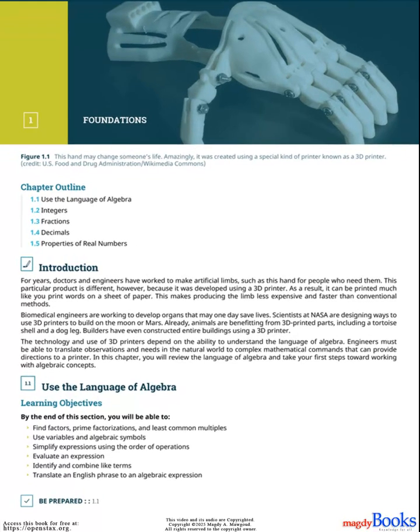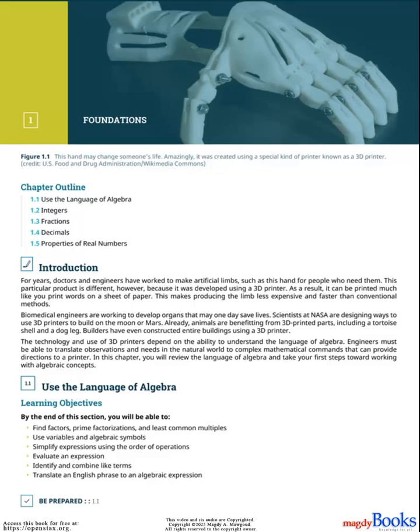Section 1.1. Use the language of algebra. Learning objectives. By the end of this section, you will be able to: 1. Find factors, prime factorizations, and least common multiples. 2. Use variables and algebraic symbols. 3. Simplify expressions using the order of operations. 4. Evaluate an expression. 5. Identify and combine like terms. 6. Translate an English phrase to an algebraic expression.